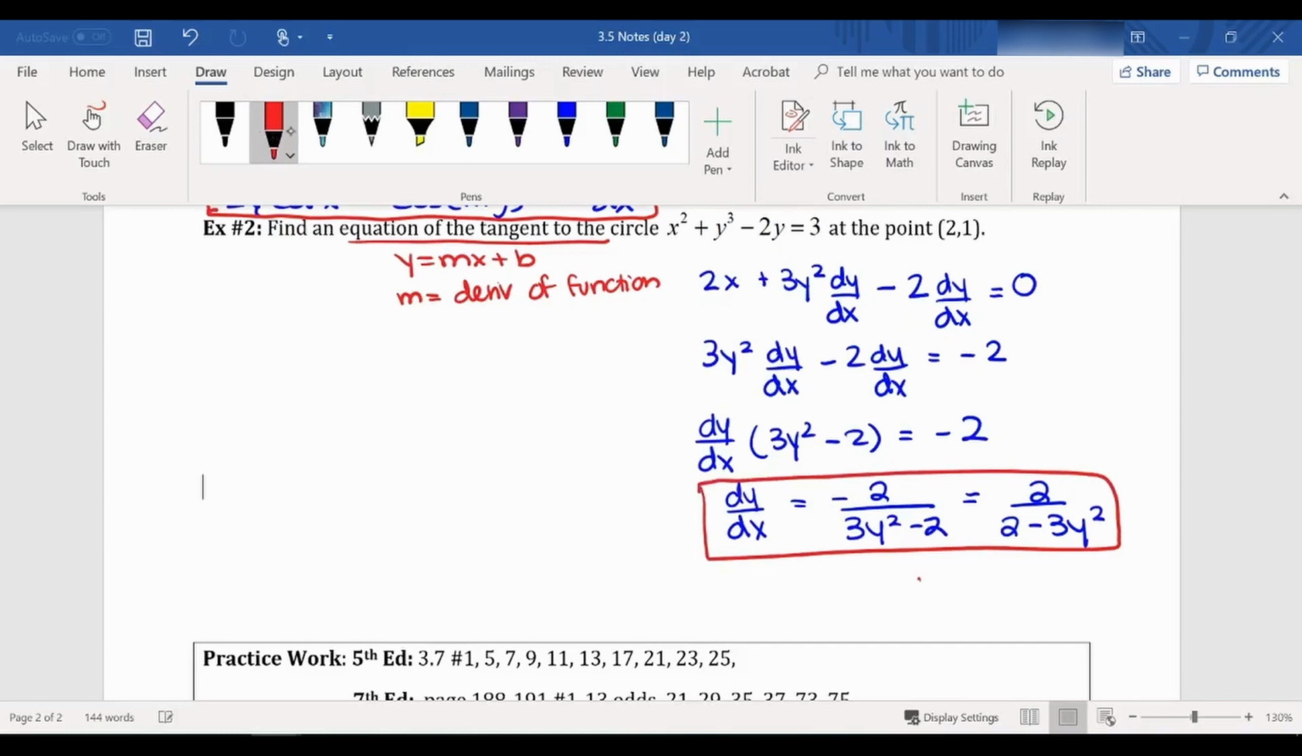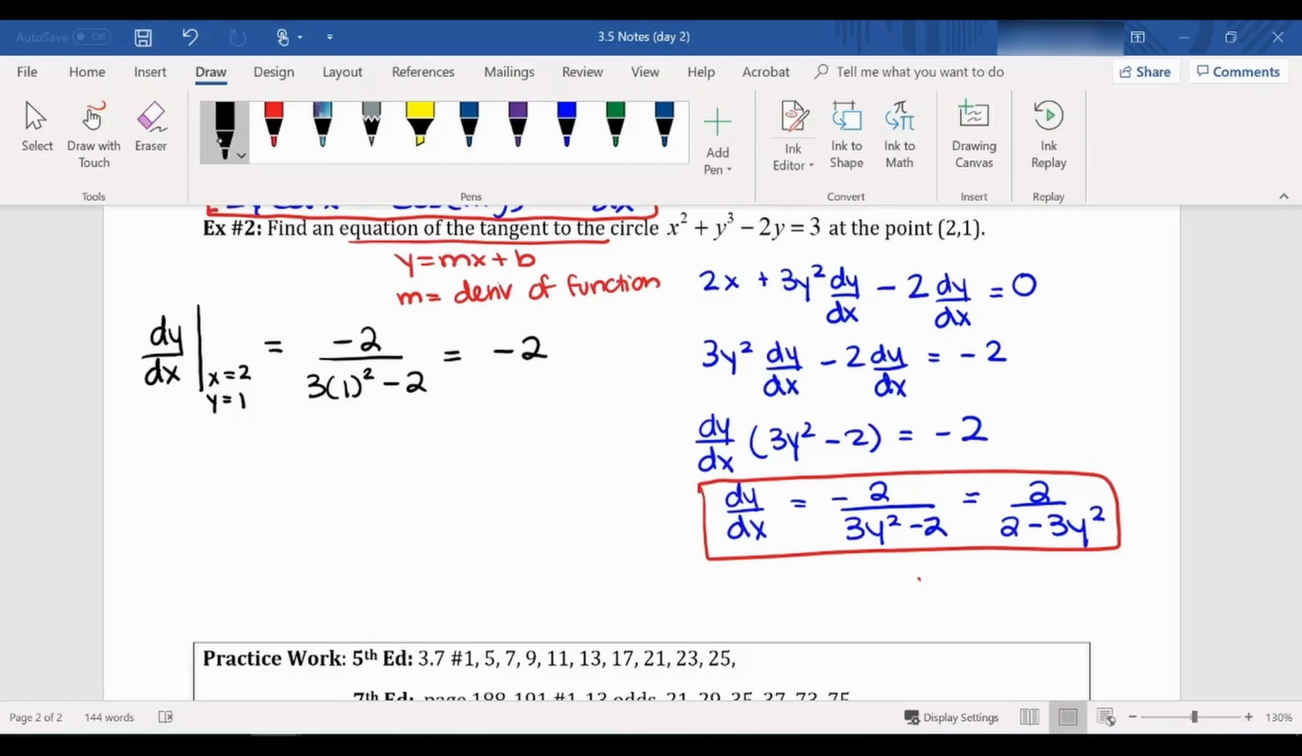Now, because we want to find the slope of the tangent line at the point (2, 1), we need to evaluate dy/dx at (2, 1). One notation you will see in the book is they'll write dy/dx and then put a line and say x equals 2, y equals 1. That means that's where you're evaluating your derivative. So if I do this, I'm going to get -2 over 3 times 1 squared minus 2, or just -2.